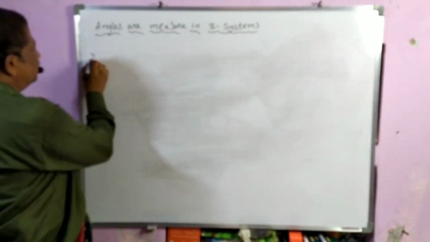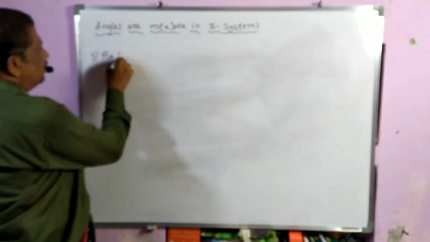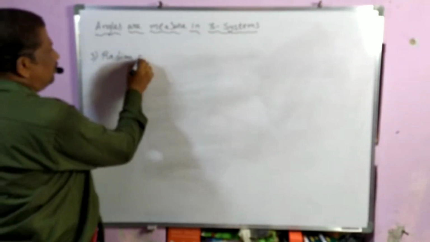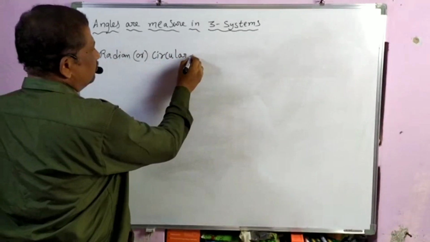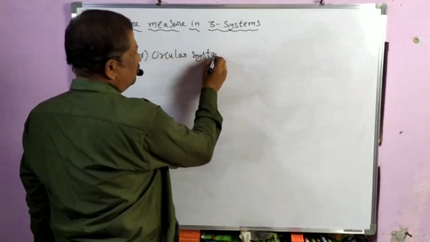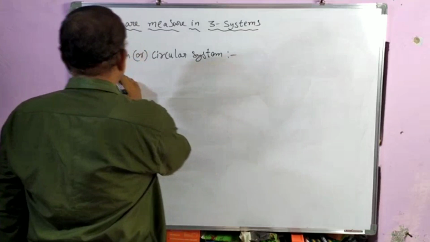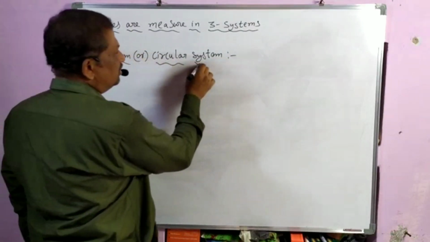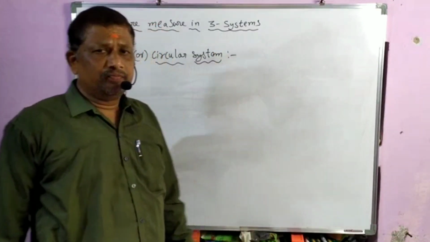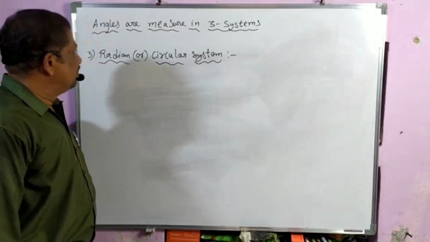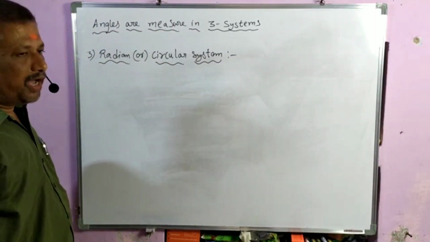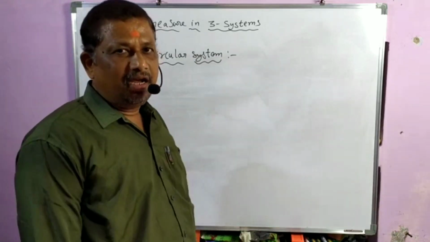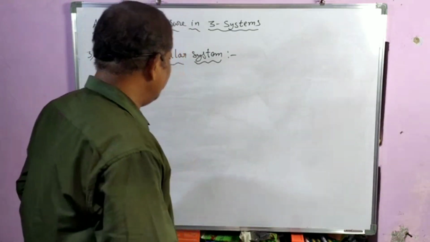Next, third part, radian or circular system. In some books they call it the Indian system. So what is this system? In this system, angle is measured in radians. Angle is measured in radians.